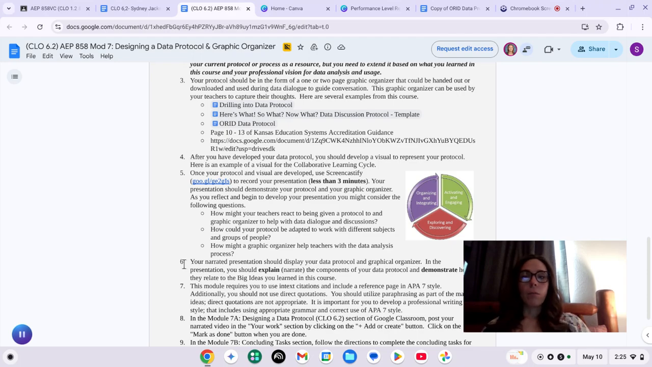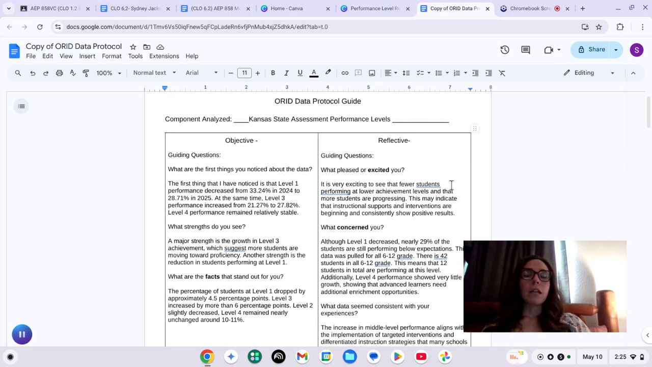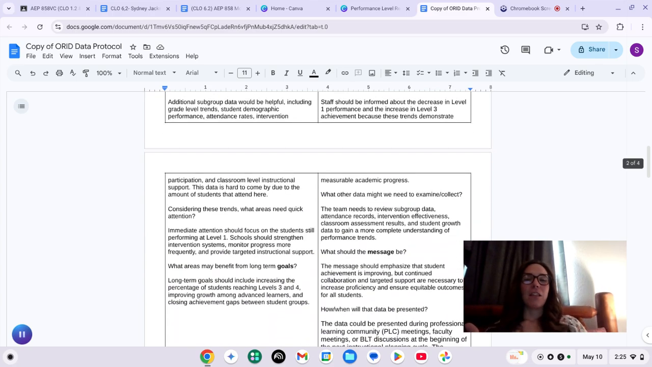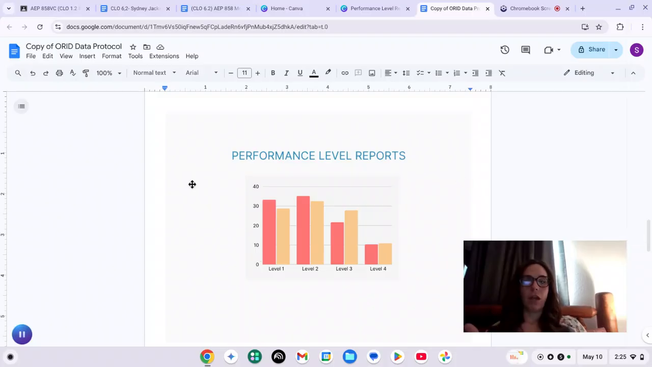And how could your protocol be adapted to work with different subjects and or groups of people? Okay, so this kind of protocol could be used across any kind of grade levels. With this one, you do not have to use state tests. You can use any sort of test in order to improve your instruction. Say you close a unit and you're at the end of your unit and you give your unit test or whatever you're doing, and you look at the progress that the students are having, and you are able to put this into data and then look at what we have here.